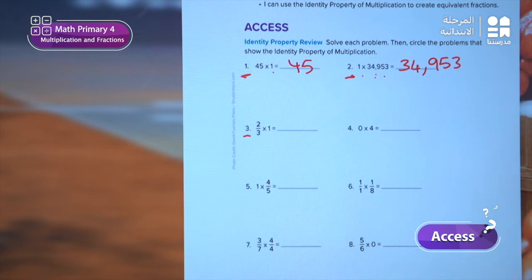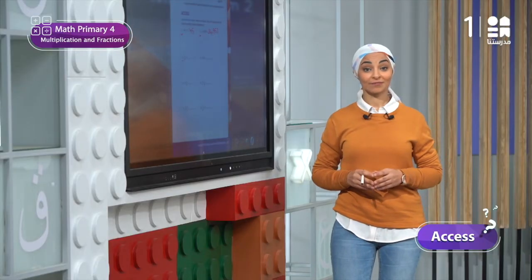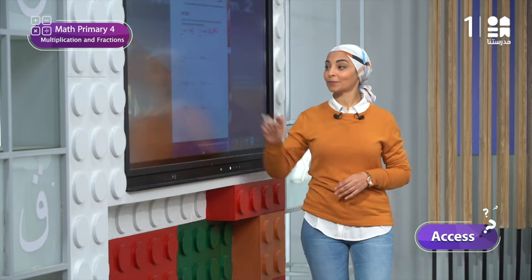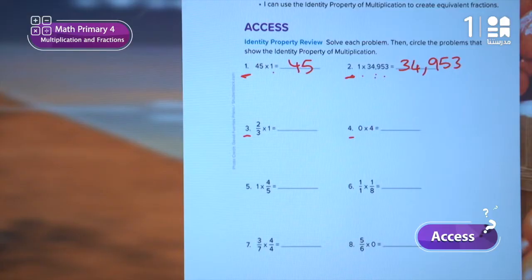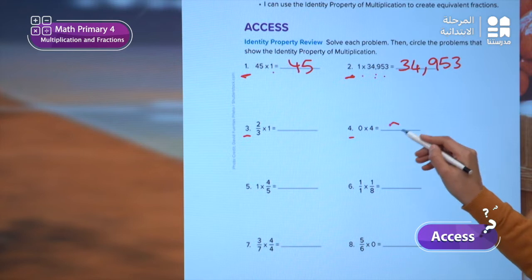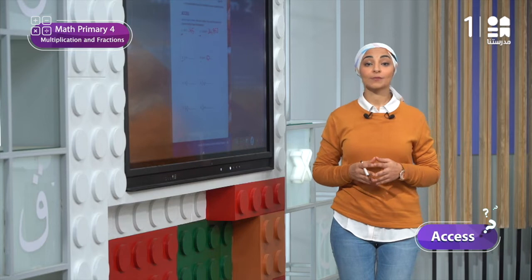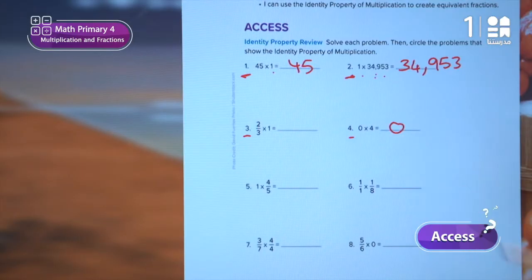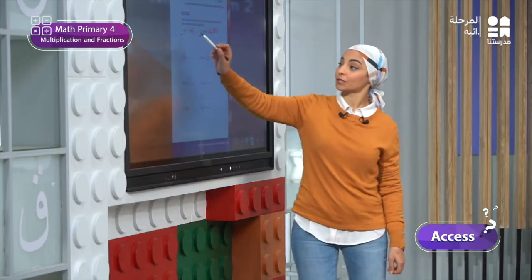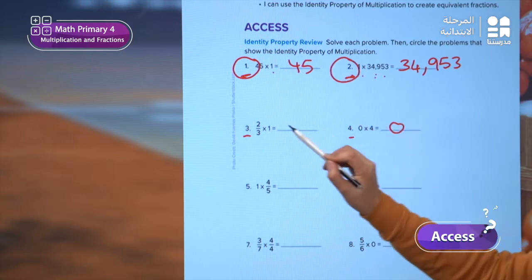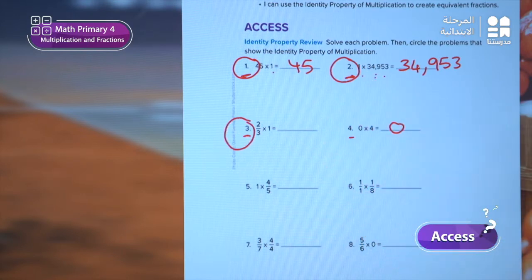And now let's move to problem number 3. He's asking me 2 over 3 times 1 equals what? Will the answer be 2 over 3 as well? All right. As for problem number 4, he's asking me to multiply 0 times 4. Didn't we just say that any number times 0 gives me 0? So 0 times 4 equals, of course, 0. Okay, from the answers to the problems 1, 2, 3 and 4, who can tell me which one I will circle? Yes, of course, I will circle number 1, number 2, and also number 3, right?